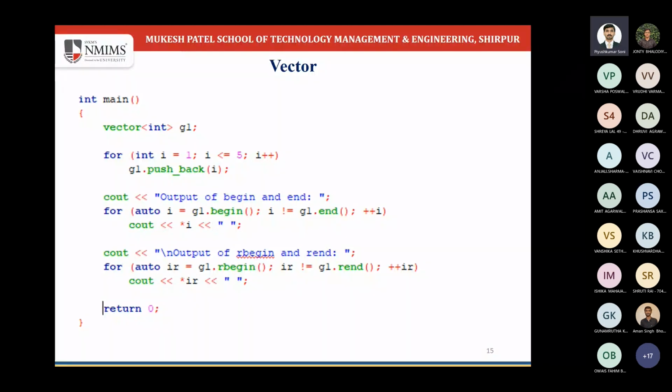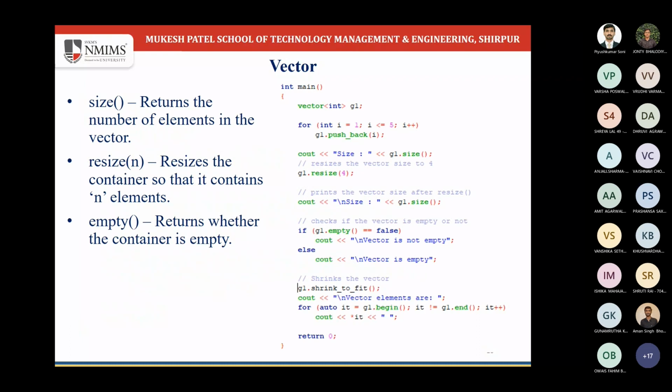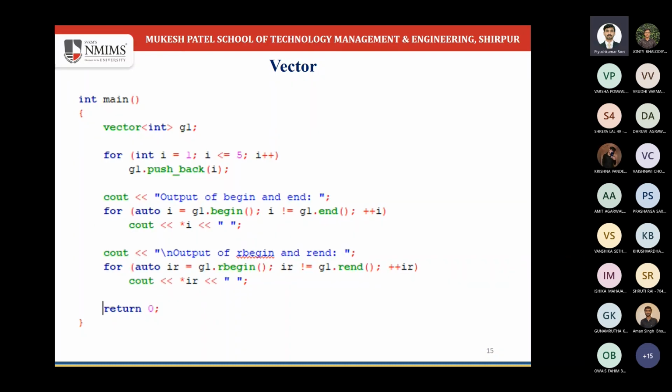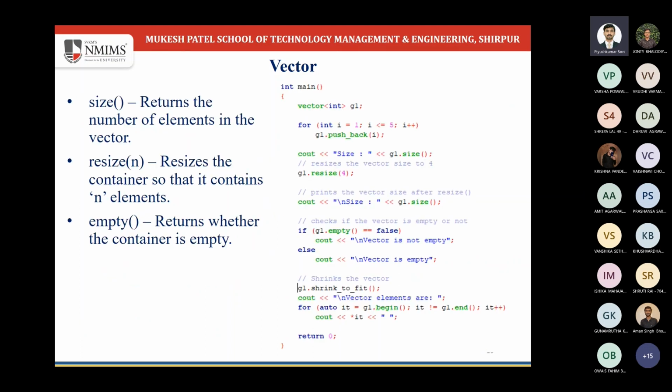These are the four operations which we can use to iterate through the elements in the forward or backward direction in the case of a vector.